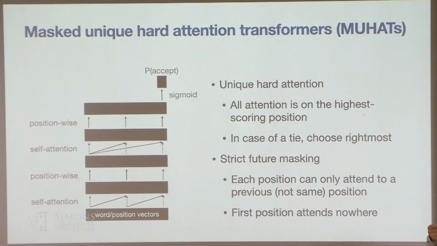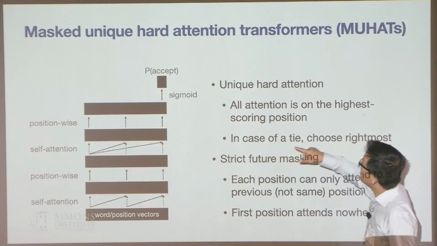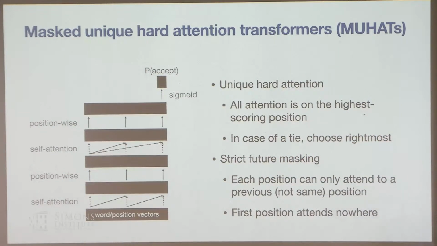All right, so what's the specific kind of transformer we're working with? This is the same picture I showed you before with a few slight changes. So we're using unique hard attention, which means that the attention is always 100% focused on a single position, one and only one position. If there's a tie, we choose the rightmost position, which is not a totally arbitrary choice. This is as opposed to average hard attention, where you would divide equally among the tied positions. So no matter what, all of the attention goes to one position.